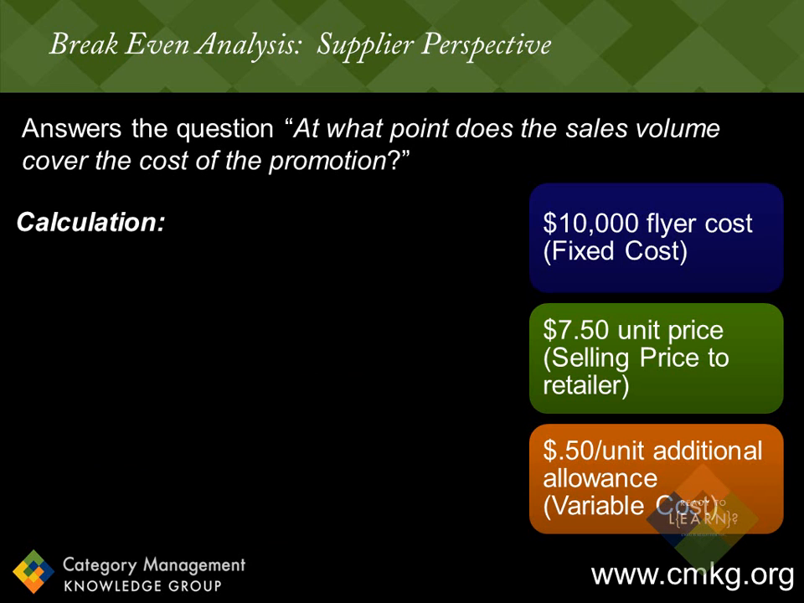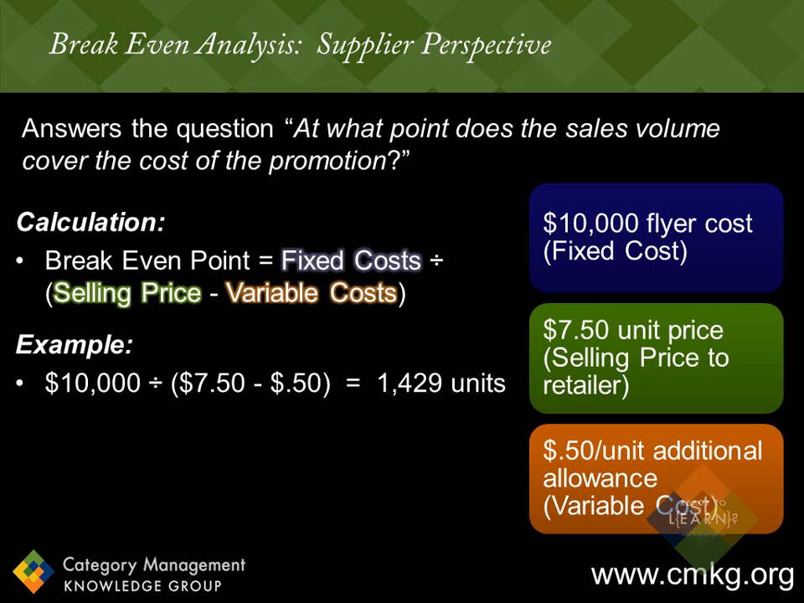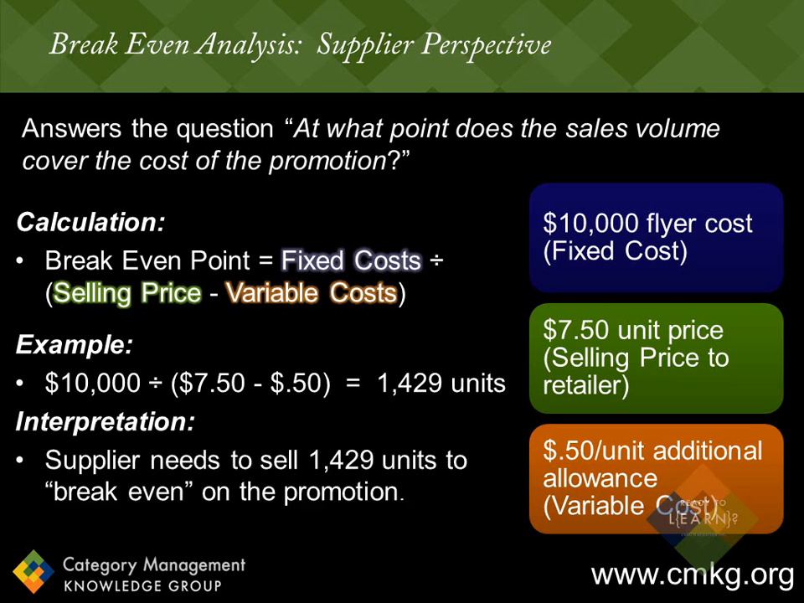The calculation for break-even is the fixed cost divided by the selling price minus the variable costs. In this example, it's $10,000 divided by $7.50 minus 50 cents, to equal 1,429 units. So the supplier needs to sell 1,429 units to break even on the promotion.